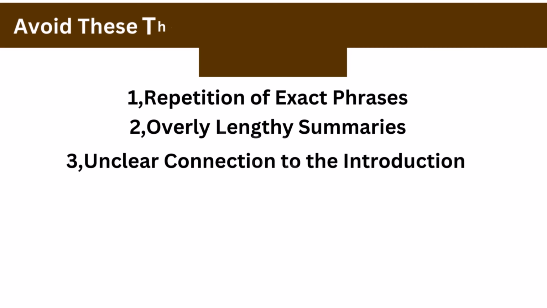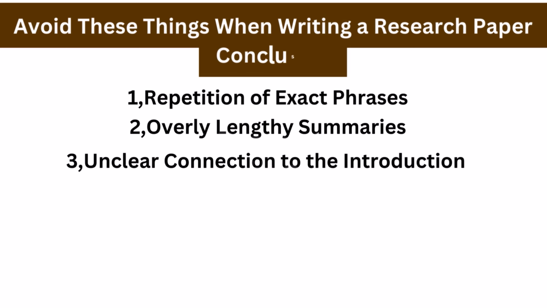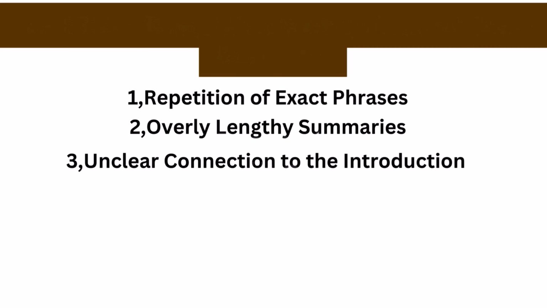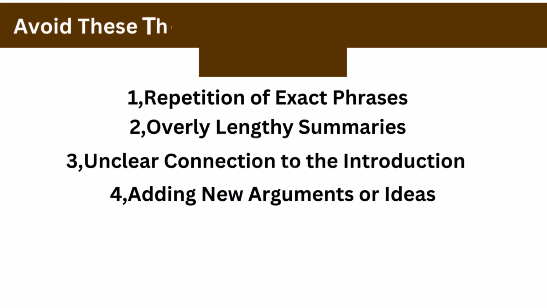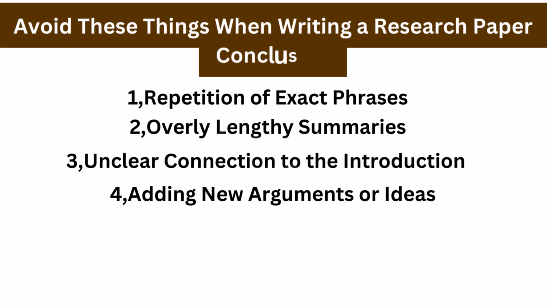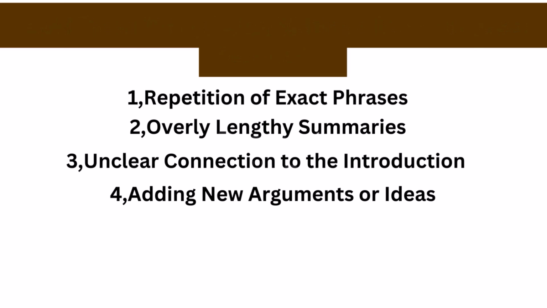3. Unclear connection to the introduction. Failing to connect the conclusion back to the introduction. A lack of continuity may make the paper feel disjointed. 4. Adding new arguments or ideas. Introducing new arguments or ideas that were not addressed in the body. This can confuse the reader and disrupt the coherence of your paper.